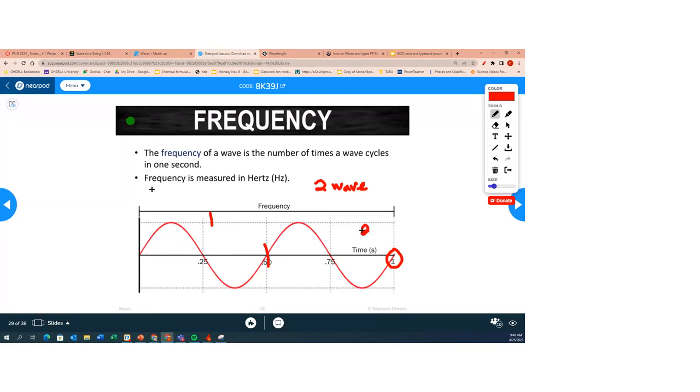So the frequency is measured in hertz. All right, so 2 waves per second, we call it hertz. If you look at the radio dial, they have things in hertz.